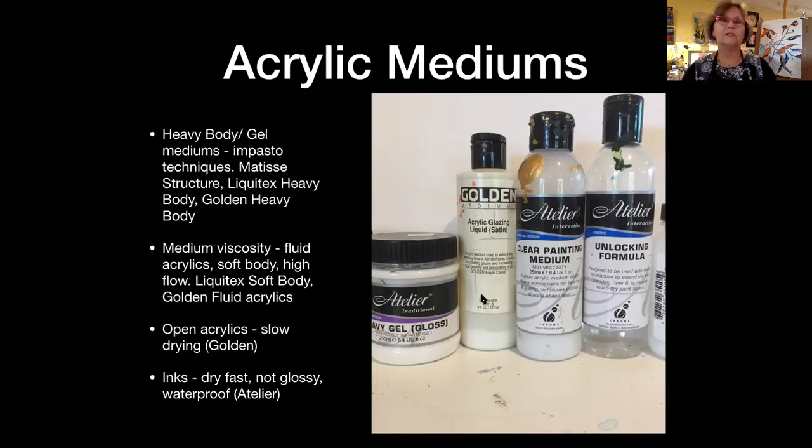The acrylic glazing liquid will give a very fine layer. So you can layer your paint and get a sense that there's some depth to the paint by putting in lots of different layers. And so you can get the heavy body, as I mentioned. You can get medium viscosity, which is basically what this one is. And you can get the open ones, which are the slow drying ones.